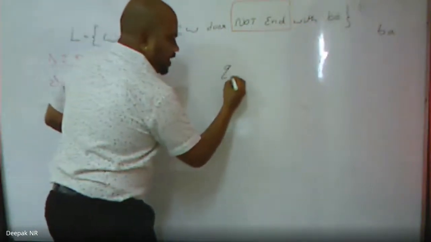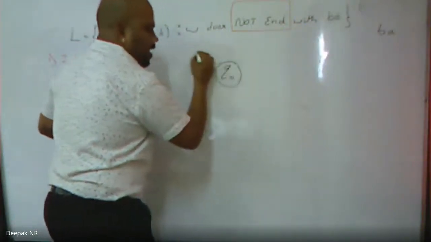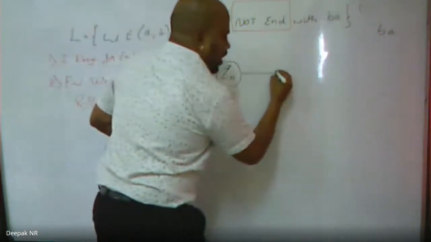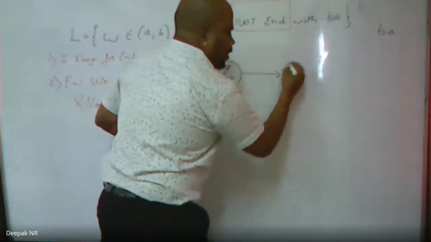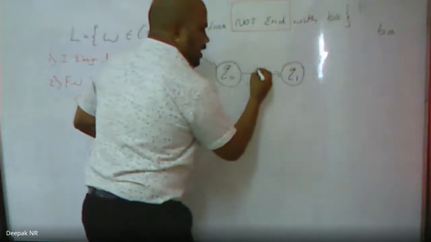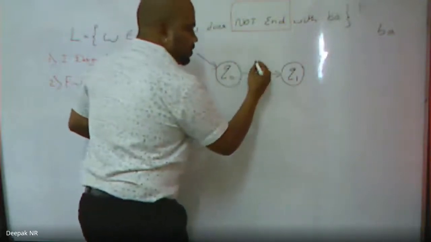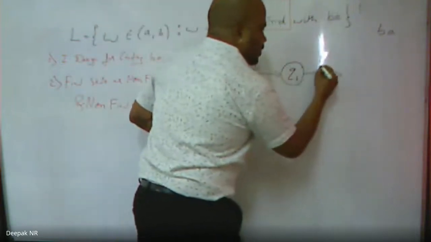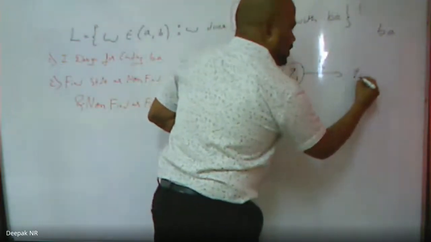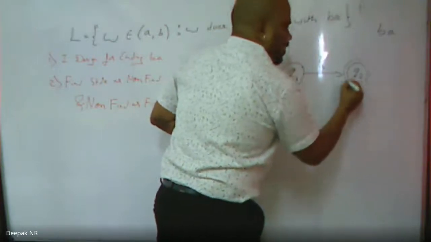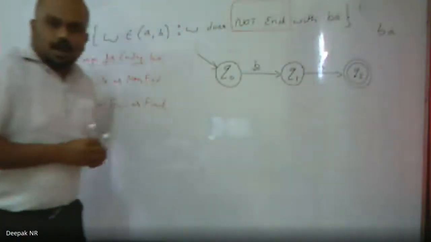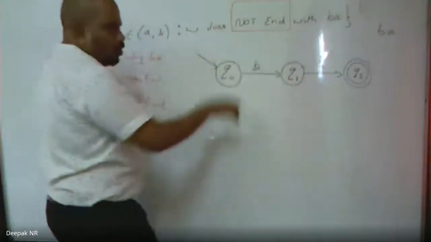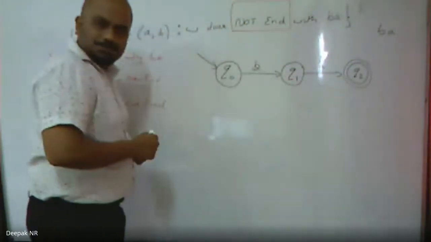For BA, I take a state called Q0 and mark it as the starting state. Now I move from Q0 to Q1 with B, and with A I go to a final state. I hope everyone is clear. First I design for BA, so B and A. This is my bare minimal string.